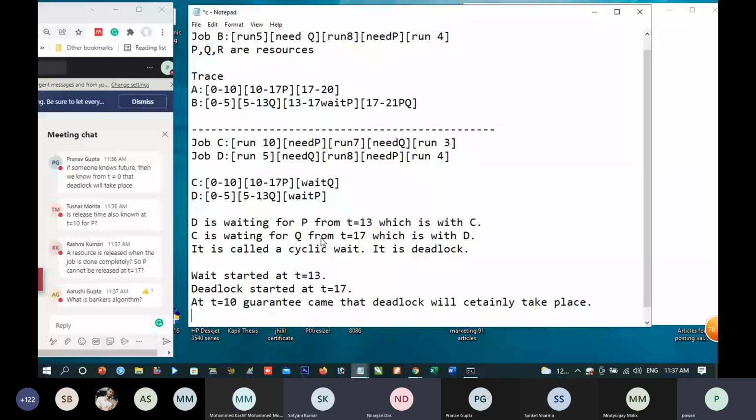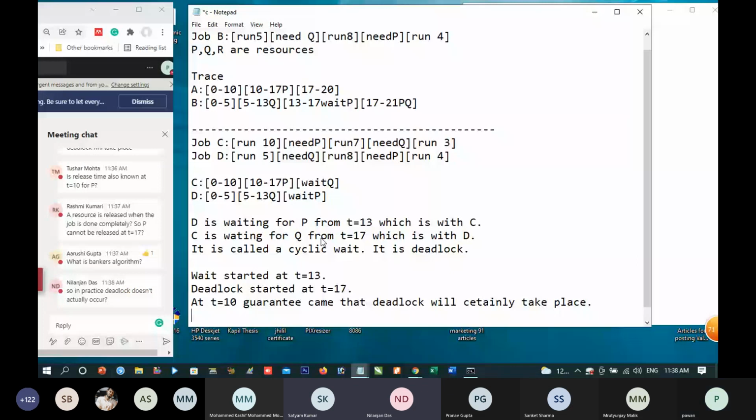So you mean to say that at t equal to 0 there is a guarantee? If at t equal to 0 there is a guarantee, then out of two, only one of them should start executing. No, it will not happen. Both will start executing, but at t equal to 10, P will not be allotted to job C, even if it is free. Someone will say, when a resource is free and someone needs it, why don't we allot it to C? Someone can object, but using Banker's algorithm, we should not allot.